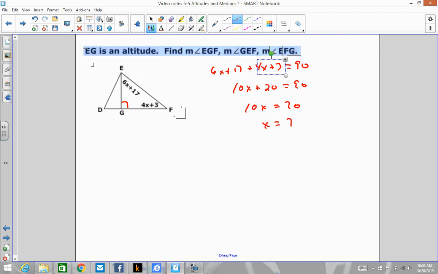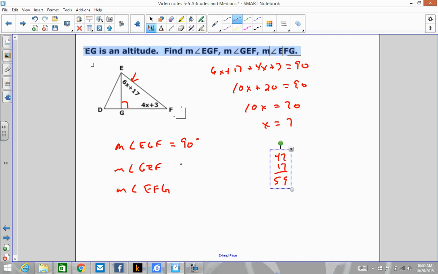When I go back and plug it back in, I want the measure of angle EGF, the measure of angle GEF, and the measure of angle EFG. So EGF is the first one, should be easy. That's 90 degrees. You watch, people will miss that one on the tests. And then GEF is this next angle right here. So that's 42 plus 17, so that's 59. So that means there should be, what is that, 31 degrees left? Let's check and see. 4 times 7 plus 3 is 28 plus 3, so that's 31. So 31 degrees left. Remember these are angles, so put your degree marks by them.